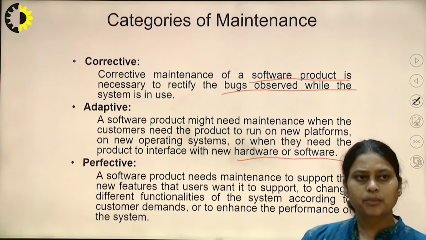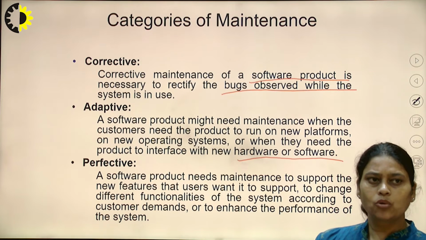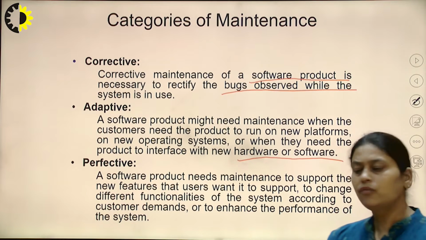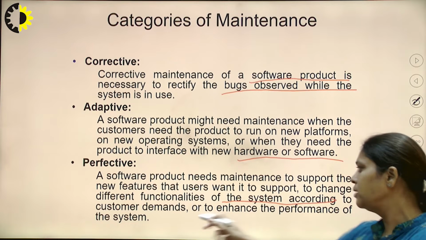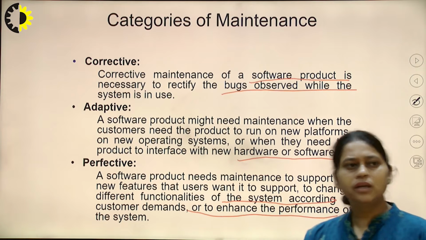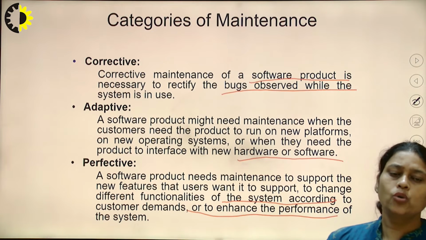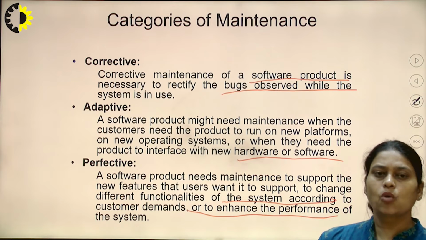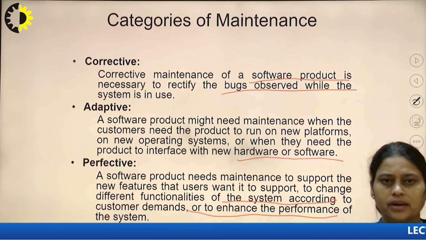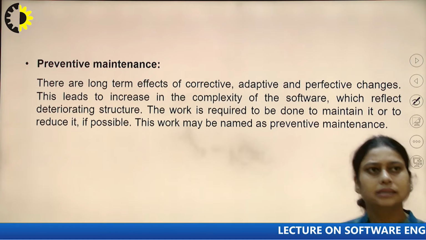Now, the third category is perfective maintenance. Perfective maintenance supports the new features that users want, enhances different functionality of the system according to customer demand, or enhances the performance of the system. So, we need perfective maintenance when we want to add new features to the existing system, or enhance some functionality or upgrade our software. And the last category is preventive maintenance.